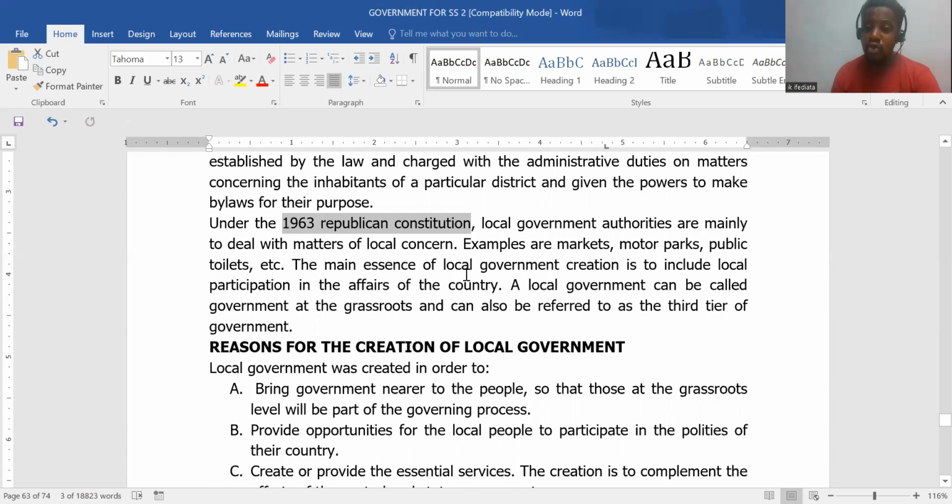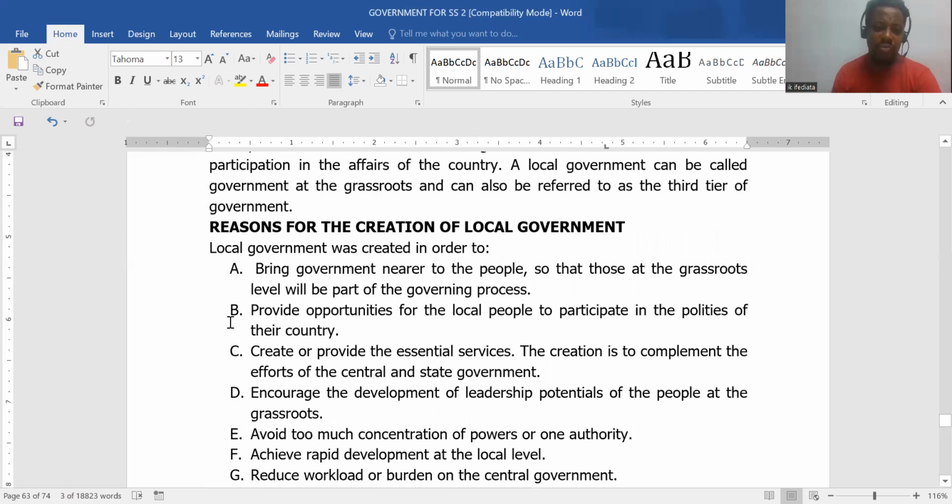The main essence of local government is to include local participation in the affairs of their country. So allow people in their different localities to participate in the affairs of the country. So local government is the third tier of government, and it's also regarded as the grassroots government. I hope what I explained is clear. Do you understand what I'm trying to say? It's the government at the grassroots level, a government that allows people at this local level to participate in governance, right? And remember, the concurrent residual list is left for the local government. Sometimes it is shared between the local government and the state.